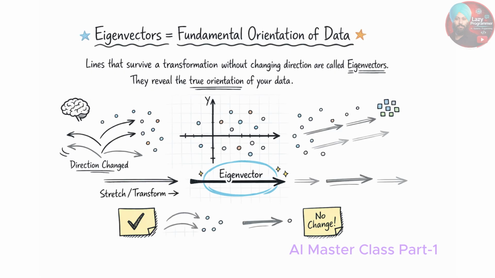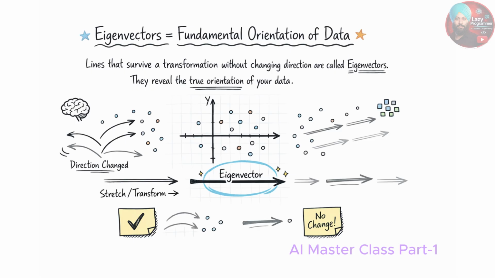Eigenvectors are very important because in a messy world of data, transformations mostly scramble everything. Eigenvectors are the backbone of that data. They are the directions that remain stable no matter how much you stretch or squeeze the information. So if you find the eigenvectors, you have found the fundamental orientation of your data. I hope eigenvector is clear to you.